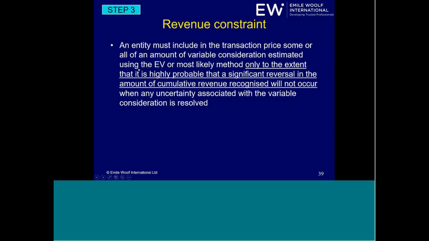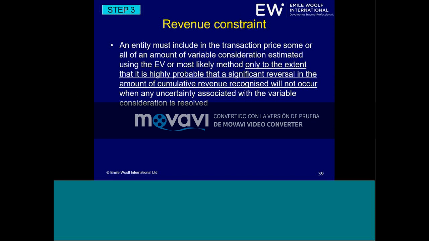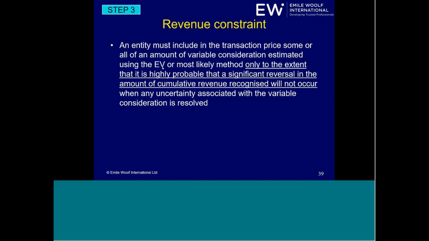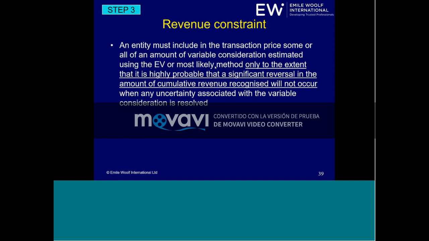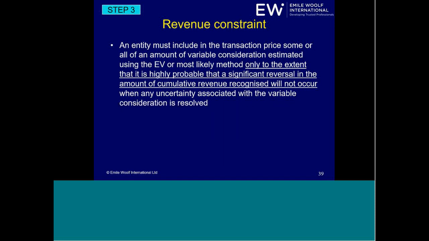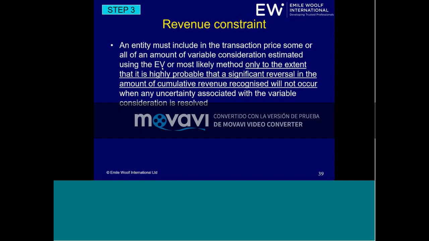using an expected value. Now, you should all know what I mean by an expected value method, or by identifying the most likely outcome you'll recognize. Historically, it's perhaps often said that a most likely method is popular in America, and the expected value method has earned its reputation, perhaps in a sense, elsewhere in the world. Only to the extent that it is highly probable that a reversal in the accumulated revenue would not occur once you've resolved the uncertainty.